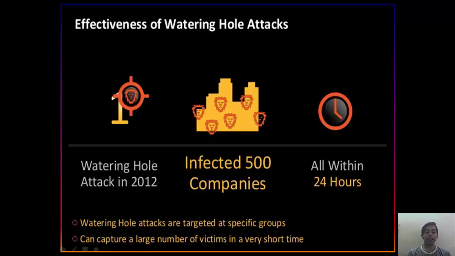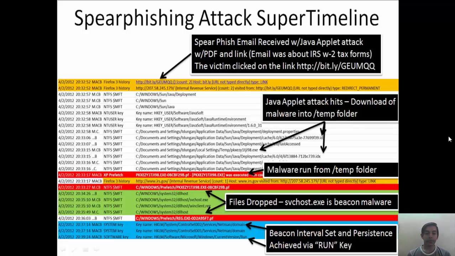So it infected 500 companies within one day. So basically, watering hole attacks are targeted at specific groups and can capture a large number of victims in a very short time. Now, please focus on this. This is basically a spear phishing attack super timeline.